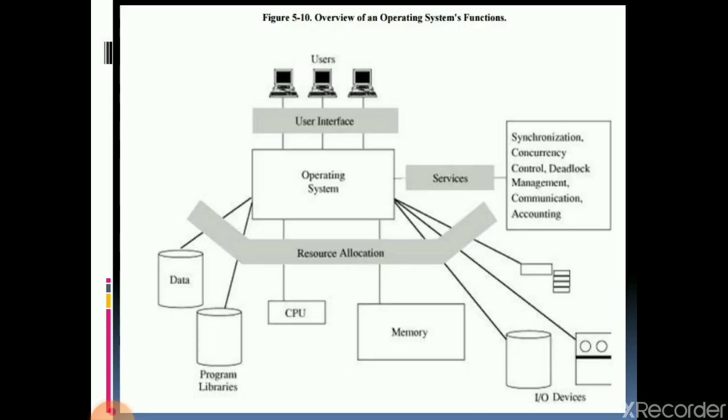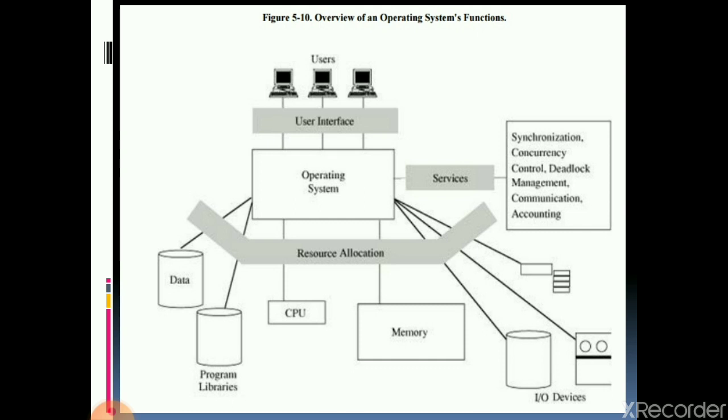Next, you see this diagram, and you can see that there are different users, and there is an operating system. In between the users and the operating system there is a user interface. With the help of the user interface only, the users and the operating system are connected. And if you observe, there is data as well as programs, the CPU and the memory, and even the input devices. All of these are controlled by the operating system, and even the different services.